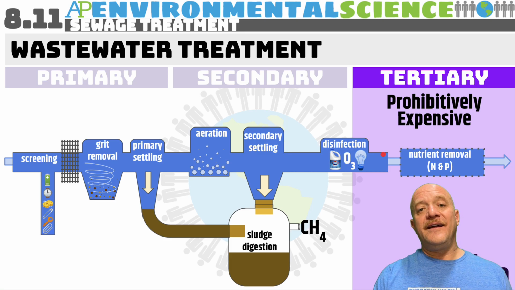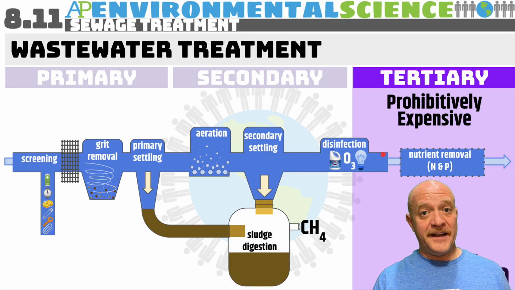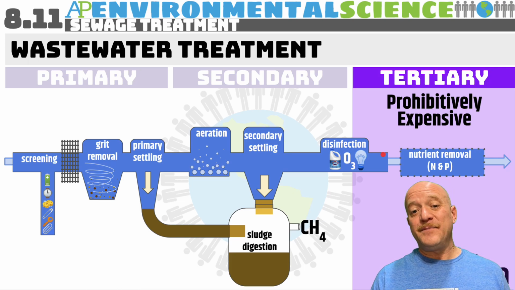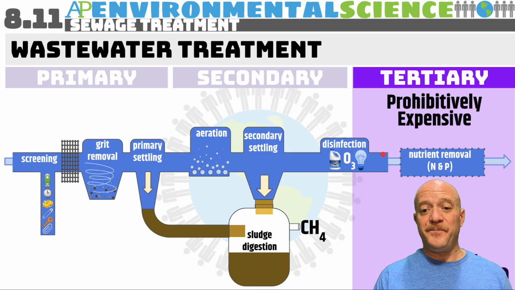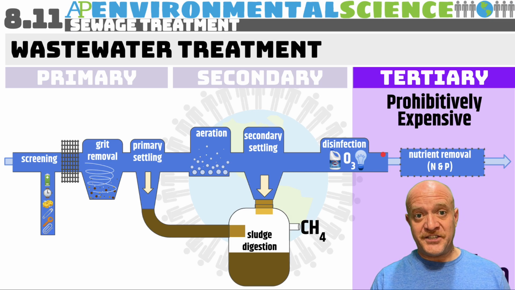So our effluent is going to have higher amounts of nitrogen and phosphorus, which is why it is emptied out into larger bodies of water to dilute those nutrients, so it is not contributing to eutrophication.